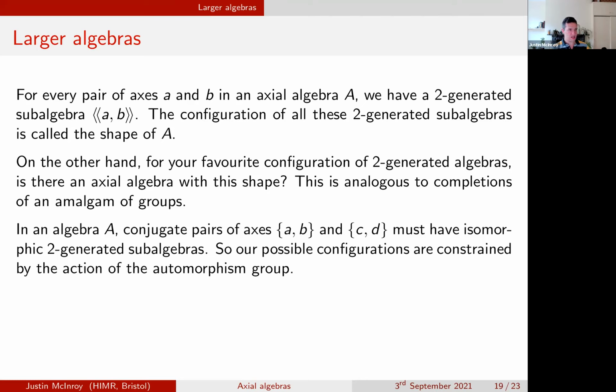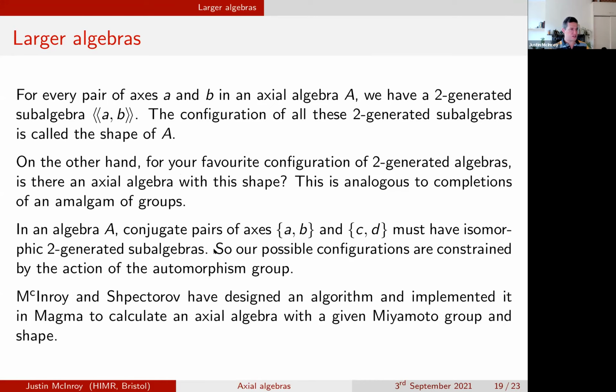Just as a hint to how it's a bit more complicated than just that: if the pair AB of axes is conjugate to the pair CD, i.e. there's some element of the automorphism group which takes A to C and B to D, then it takes the two-generated algebra on these to the two-generated algebra on those. So those two algebras must be isomorphic. So our configurations must be constrained by this.